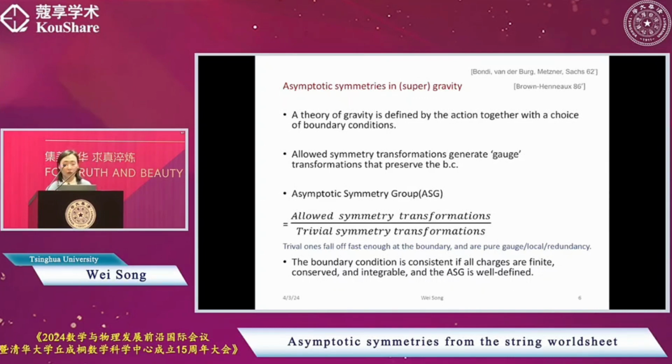For example, in the 60s, people found this BMS group for flat Einstein gravity in asymptotically flat space-time. And the main idea is as follows. The question, or the tension, regarding defining the conserved quantity and the time translation being a diffeomorphism really boils down to the question of boundary conditions.